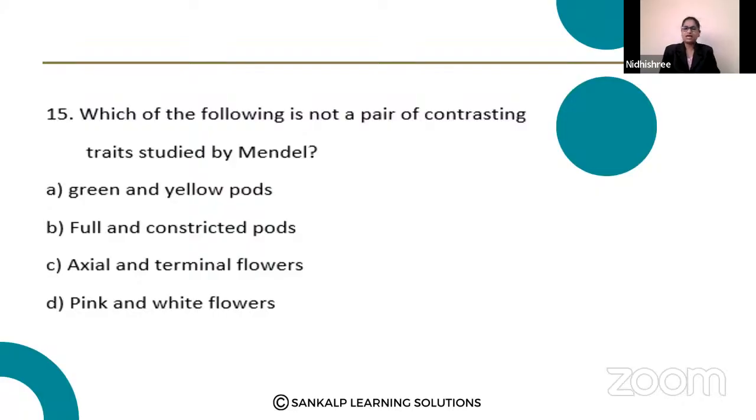Green and yellow pods are the contrasting character. Axial and terminal flowers are the contrasting character. Constricted and full are also the contrasting character. Pink and white flowers are not; it is purple or violet and white flowers. So option D is the right answer.